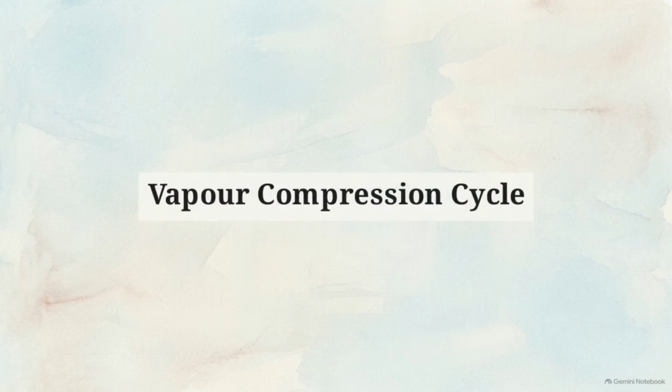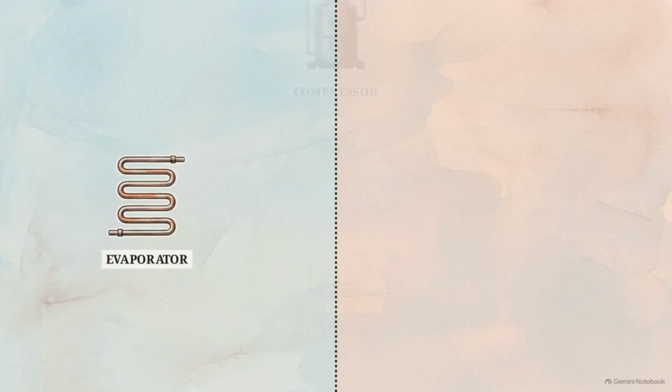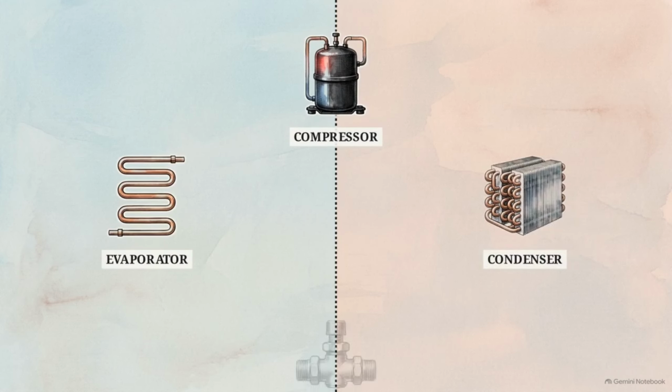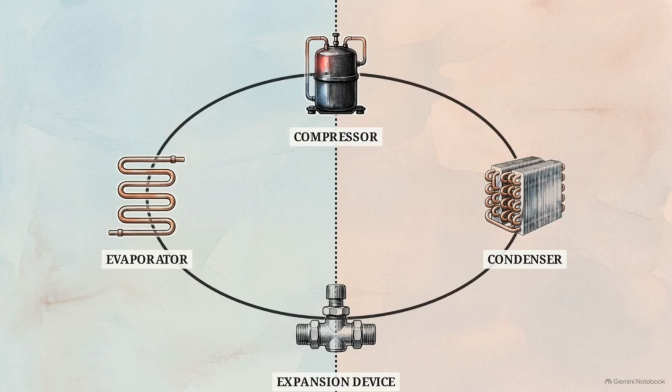This architecture is called the vapor compression cycle. As this schematic shows, it relies on a continuous loop moving through 4 distinct mechanical nodes: the evaporator, the compressor, the condenser, and the expansion device. Flowing through this closed loop is the refrigerant. Think of this as the circulatory fluid of the system, a chemical compound tasked with physically carrying thermal energy from one node to the next.